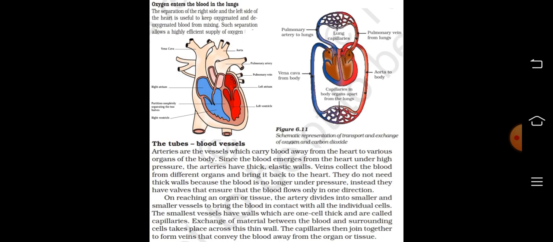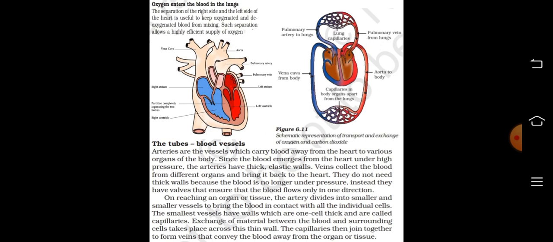The tubes, blood vessels. Arteries are the vessels which carry blood away from the heart to various organs of the body. Since the blood emerges from the heart under high pressure, the arteries have thick elastic walls. Veins collect the blood from different organs and bring it back to the heart. They do not need thick walls because the blood is no longer under pressure. Instead, they have valves that ensure that the blood flows only in one direction.